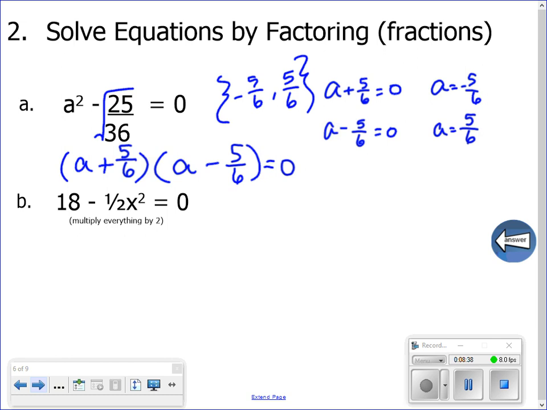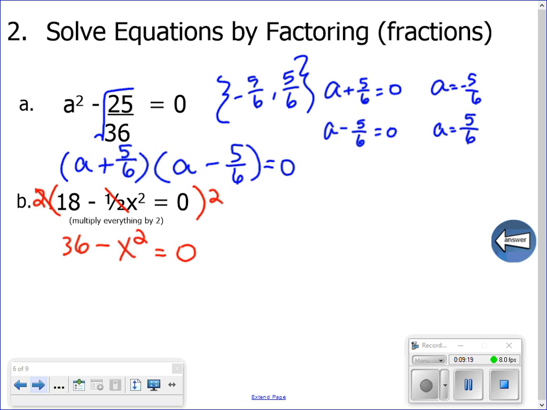Now, on this one, we have 18 minus 1/2 x squared. So, I know that this is not a difference of squares yet, because 18 and 1/2 are not perfect squares. So I go about solving this one by clearing the fraction first. So I'd multiply everything by the denominator, which is 2, both sides. So 18 times 2, that would give me 36, minus the 1/2 would go away with the 2. They would cancel each other out. So that leaves me with x squared. And 2 times 0 is 0.